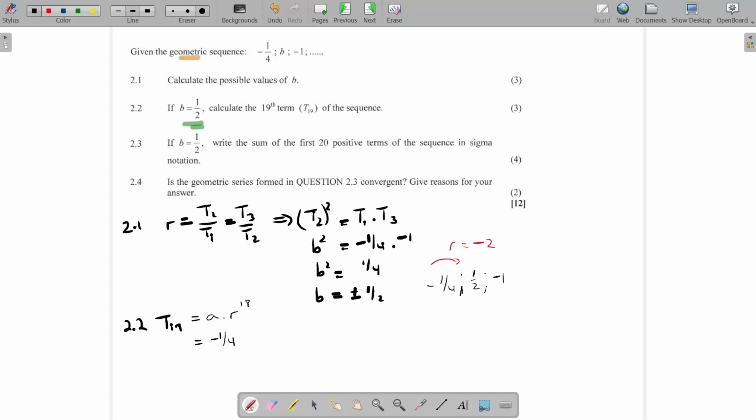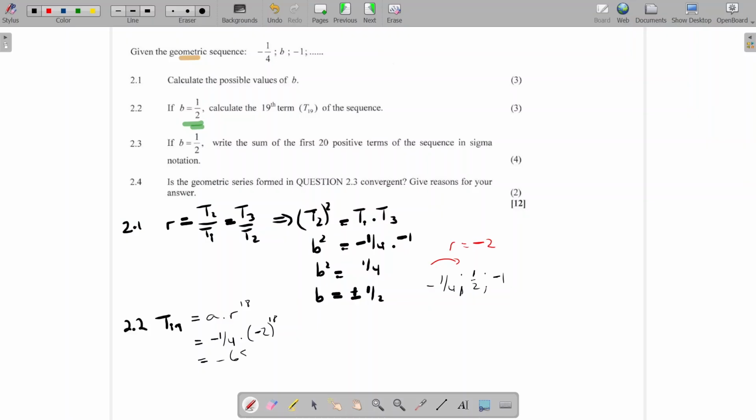So we go back to our formula here. This is times minus 2 to the 18. Now, we don't need to evaluate this, but we can if we wanted to. Minus 2 to the power of 18 is some really big value, divided by 4, the answer here would be minus 65,536.